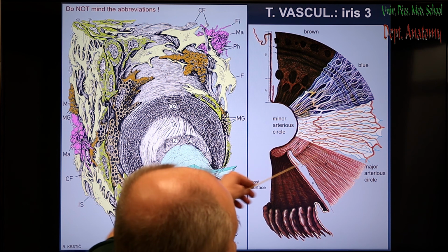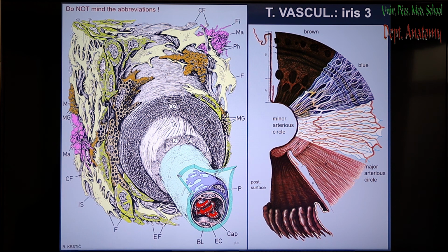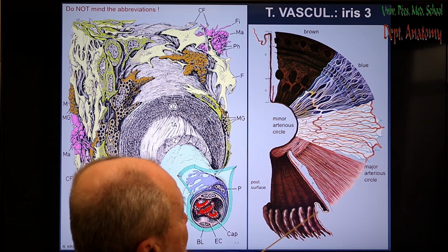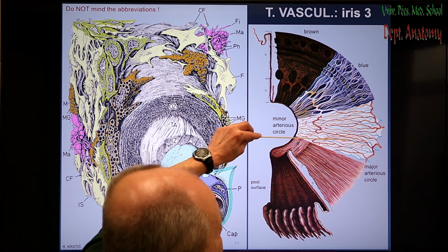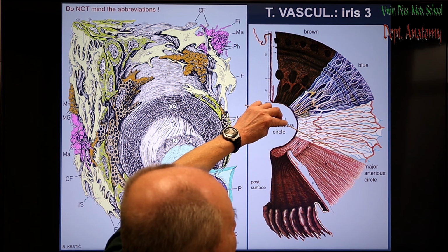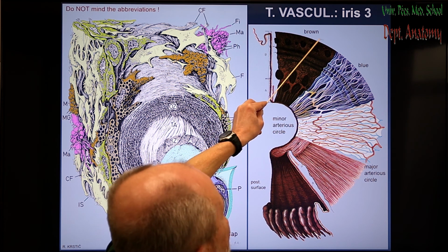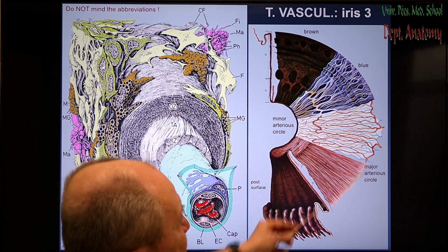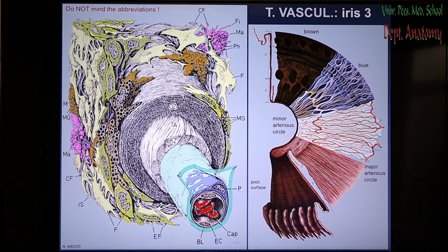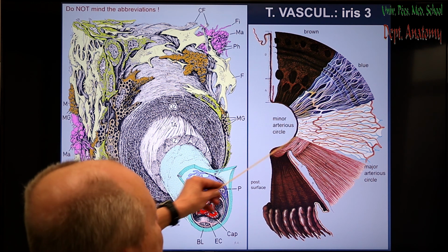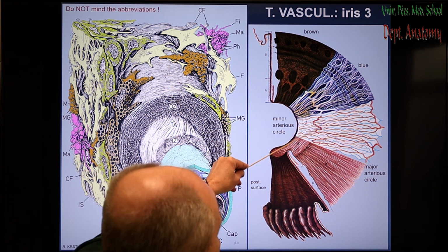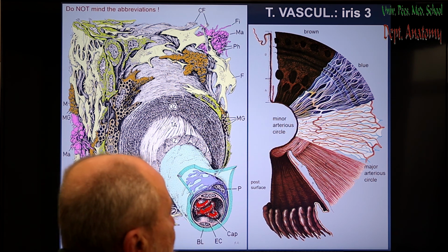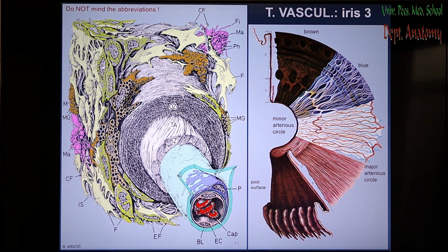Deep to it comes a layer, a meshwork of different vessels, and these vessels, the arteries, make two different anastomotic circles. One is close to the ciliary margin of the iris, and this one is the greater iridical circle. This was the major arterial circle. And close to the pupillary margin there is a smaller, not complete circle. This one is the minor arterial circle.